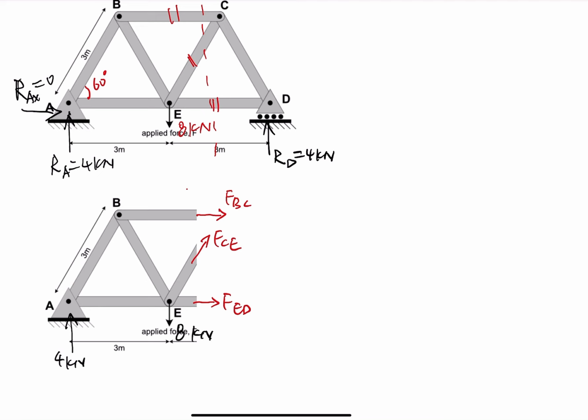So then we put the reaction force at support A as 4 kilonewton, and at joint E, 8 kilonewton. Once we know these forces on this part of the truss, now we can apply the equations of equilibrium to calculate the member force.